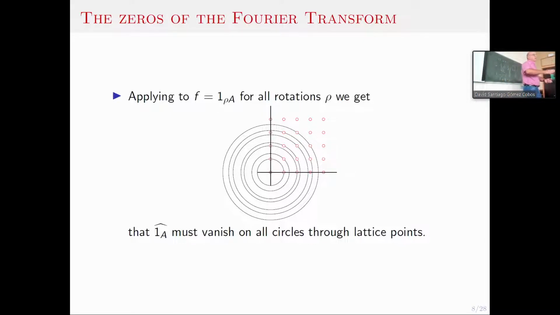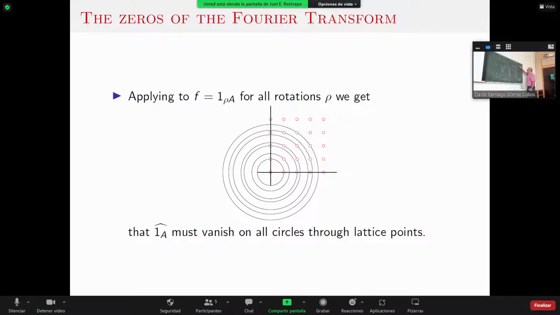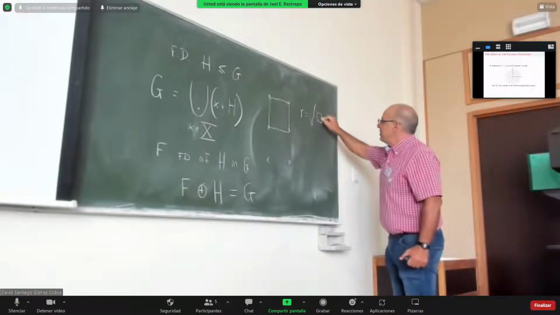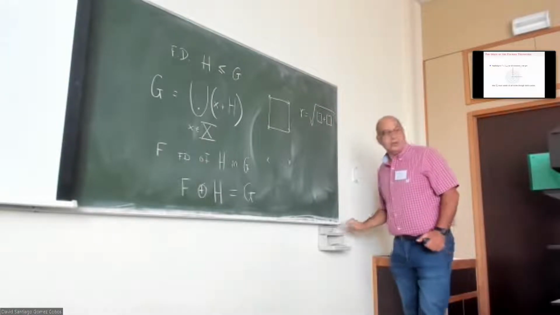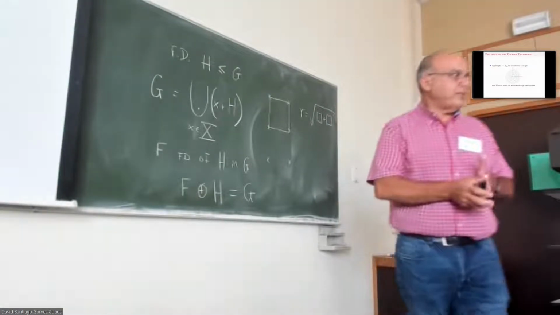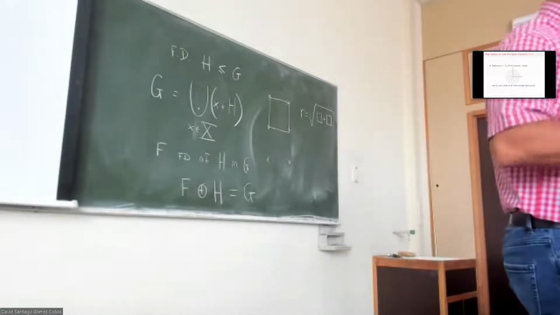So what happens if you take the lattice Z squared and you give it a complete turn around the origin? Each point is going to cover a circle. Now these circles are precisely the circles whose radius r is the square root of the sum of two integer squares. Not every integer is the sum of two integer squares, but many are.